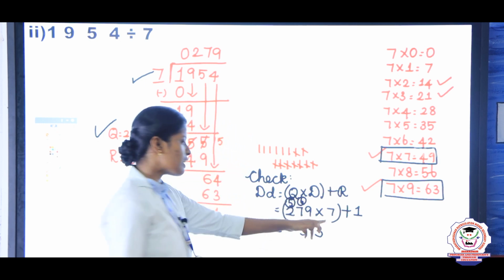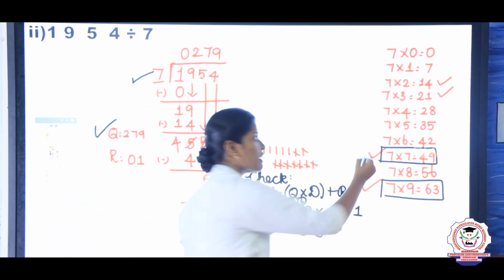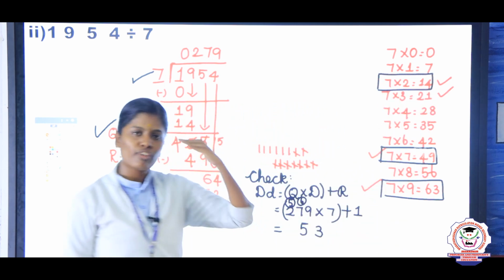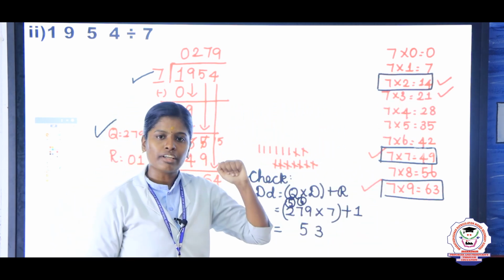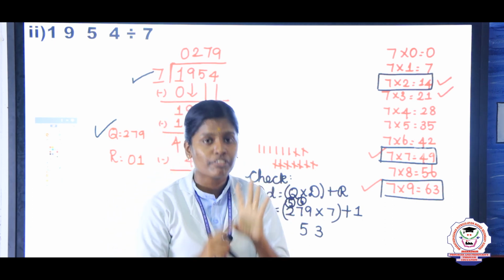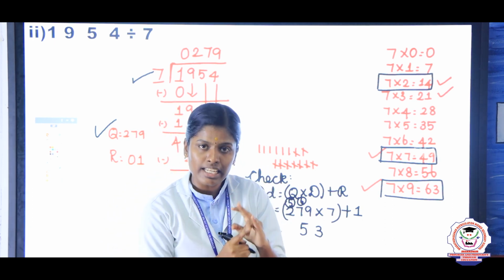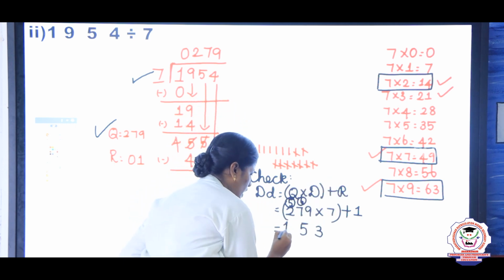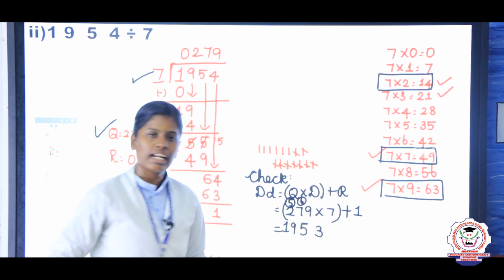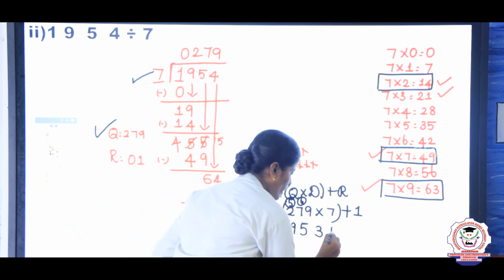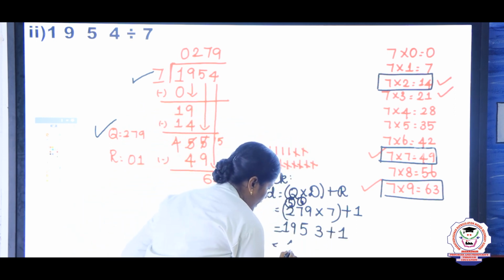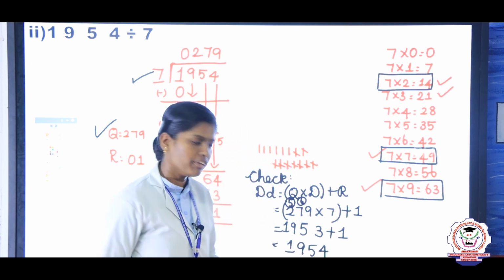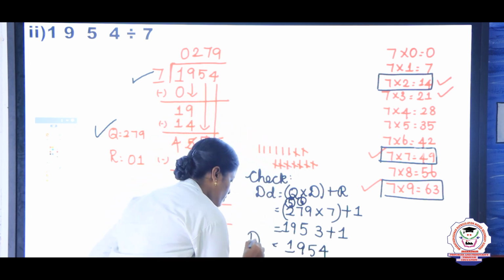Next, take 7 2s are. What is the answer? 7 2s are 14. So keep 14 in the mind, 5 on the finger. So 14, after that 15, 16, 17, 18, then 19. So the answer is 1953, plus 1, is 1954. So this is the dividend.